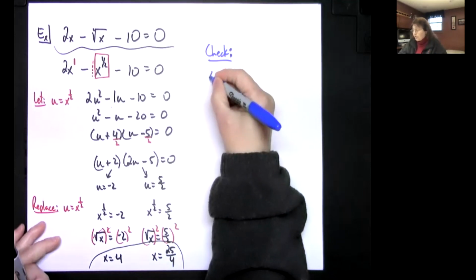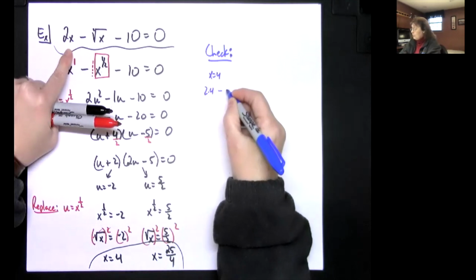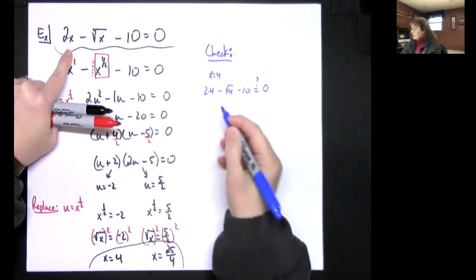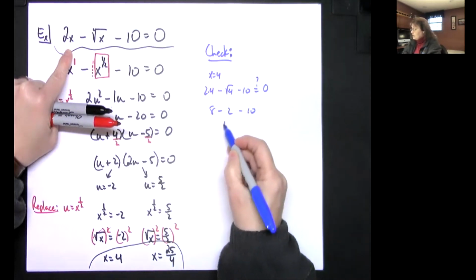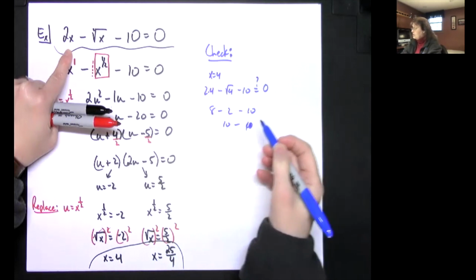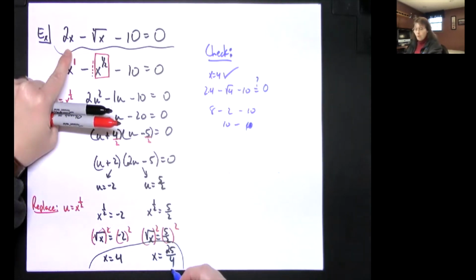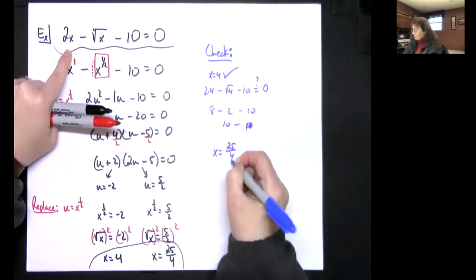Let's do the 4 first, because I think that's going to be easy. So 2 times 4 minus the square root of 4 minus 10, and ask myself, does that equal 0? So that's going to be 8 minus 2 minus 10. Well, it's going to be 10 minus 10. So yeah, this x equals 4 checks. How about the 25/4? That one, I don't know if that's going to check or not.